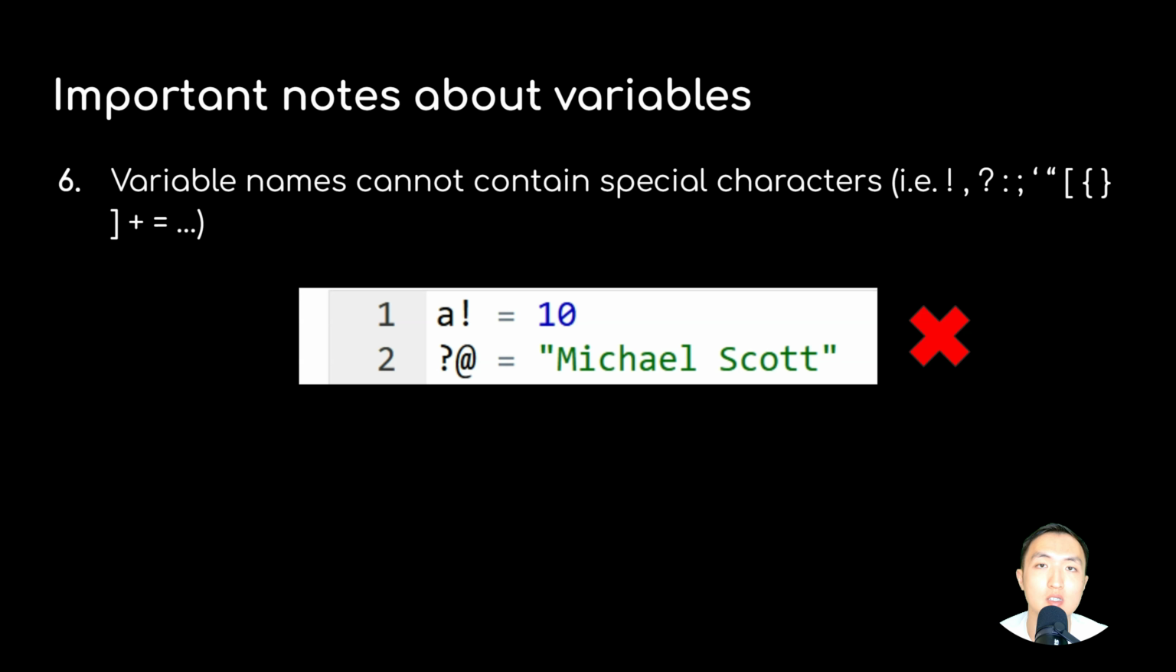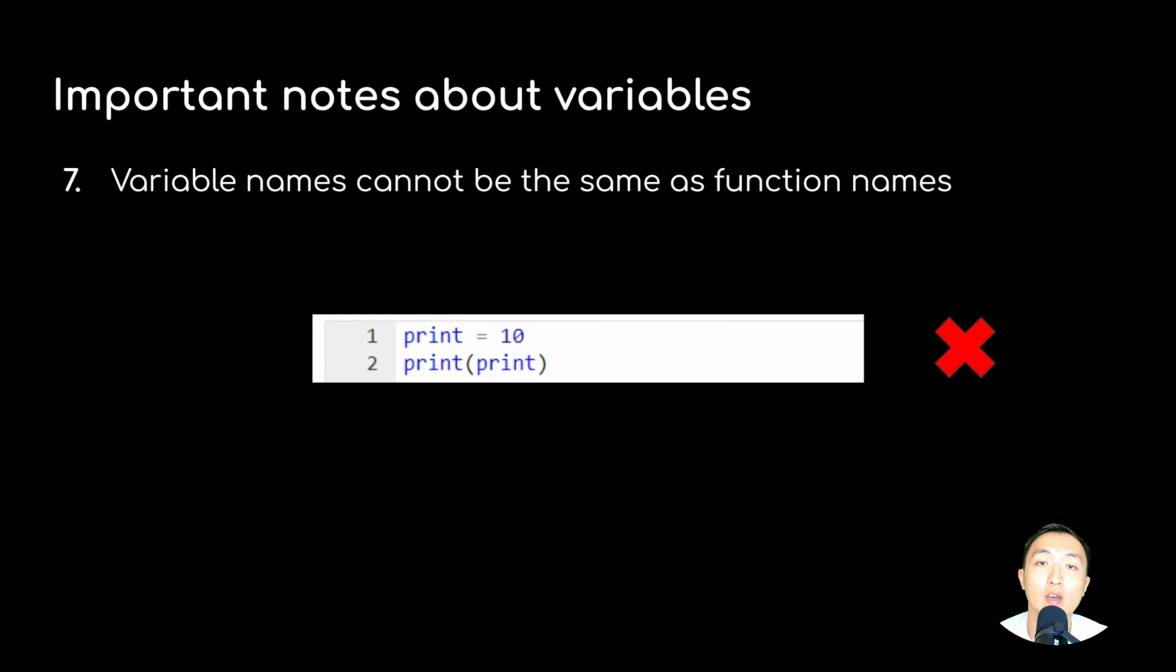Important note number 6: variable names cannot contain special characters. And by special characters, we're talking about colons, semicolons, question marks, stuff like that. We haven't gone through any functions thus far, but we're about to learn the print function. Just remember that variable names cannot be the same as function names.